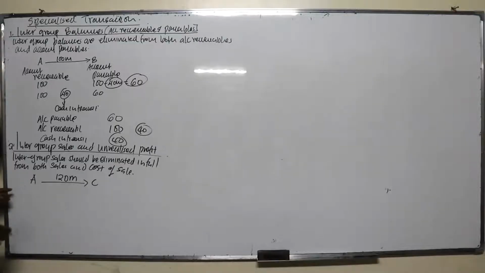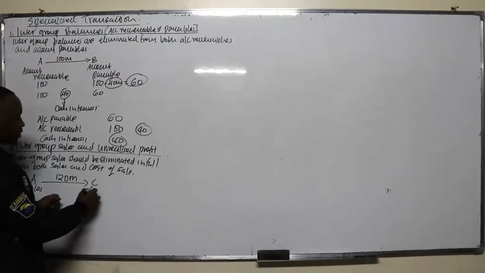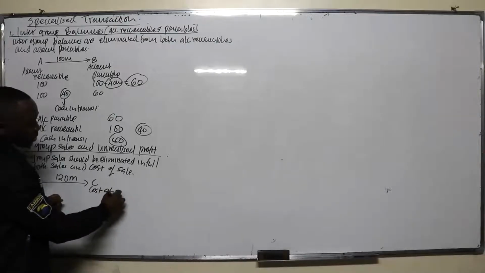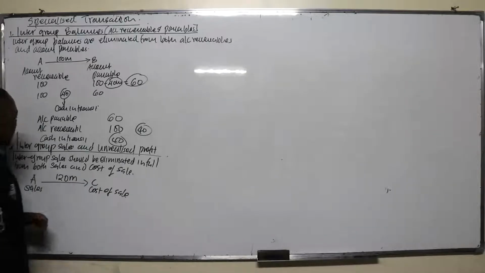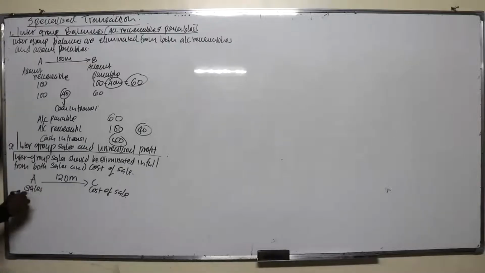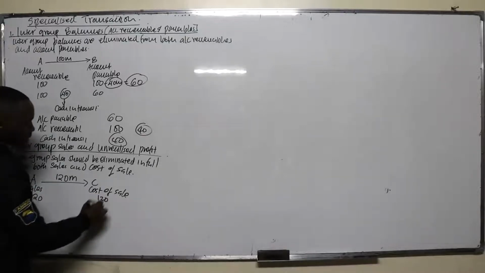Yes, A records a sale. What about in the books of B? B records a purchase. But a purchase is part of cost of sales. Remember, when consolidating, you only consolidate the published financial statements, and they're saying that the purchase is part of the cost of sales. So A recorded a sale of 120. B recorded a cost of sales of how much? 120. So how do you account for this?